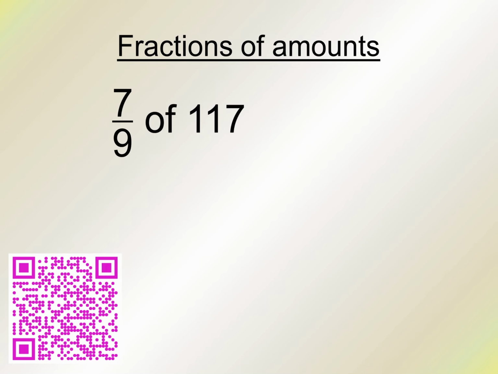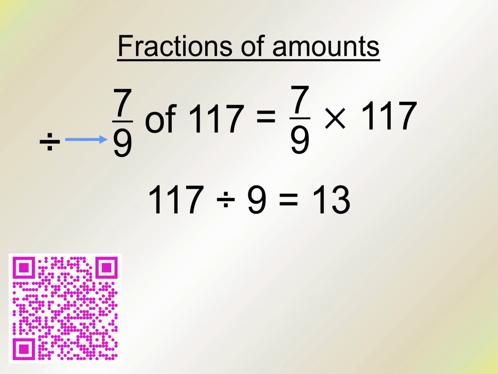Fractions of amounts. So 7/9 of 117. Remember, of means multiplication. So it's telling us to work out 7/9 times 117. The denominator tells us to divide, so we'll do 117 divided by 9, which is 13. We then multiply our answer of 13 by the numerator, which is 7. So 13 times 7 gives us a final answer of 91.